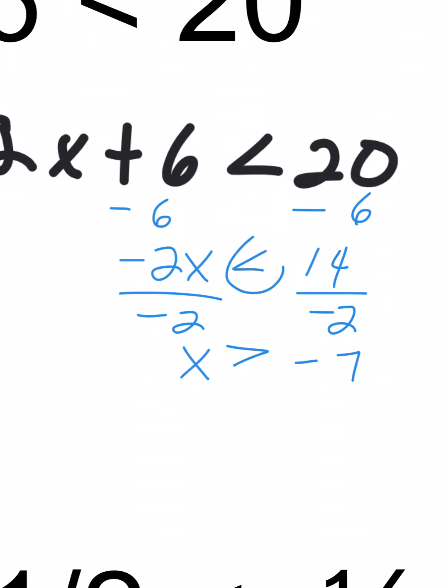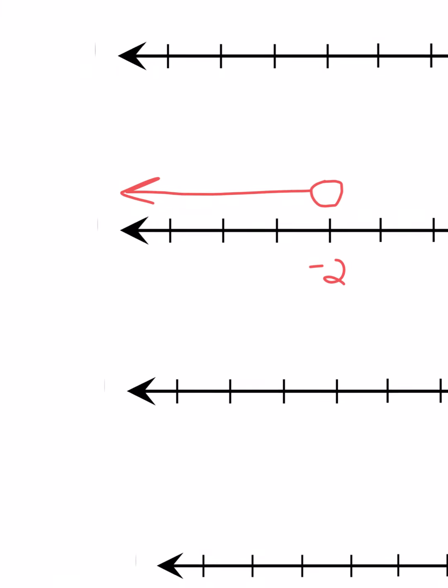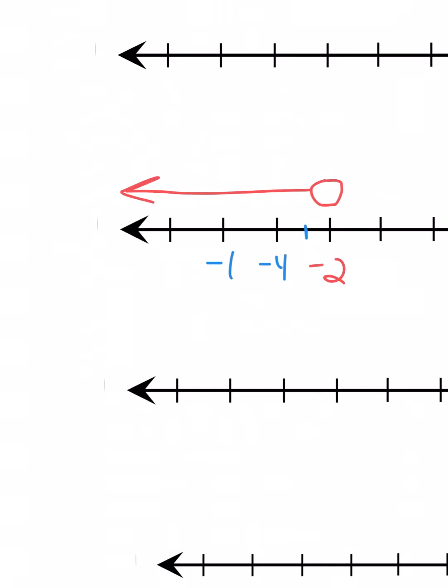So the sign flipped again. When we divided by a negative, we flipped the sign. So it's x is greater than negative 7. Let's plot that on the number line. X is greater than negative 7. Let's say that this is negative 3, negative 4, negative 5, negative 6, negative 7, open circle, going this way, because it's x is greater than negative 7.